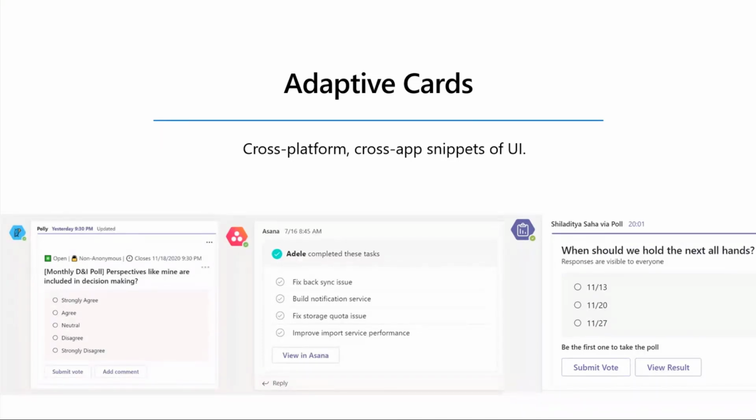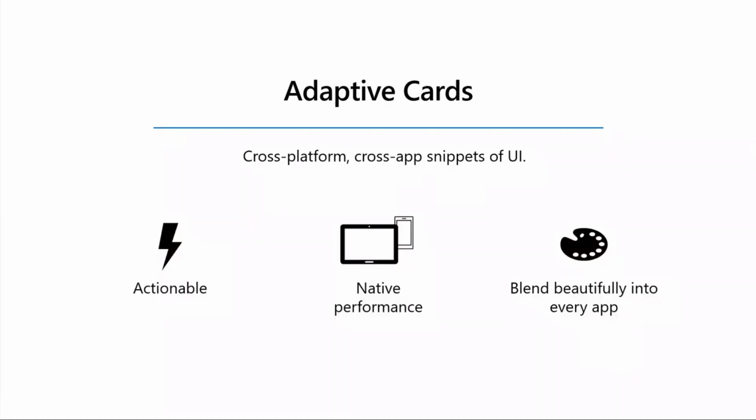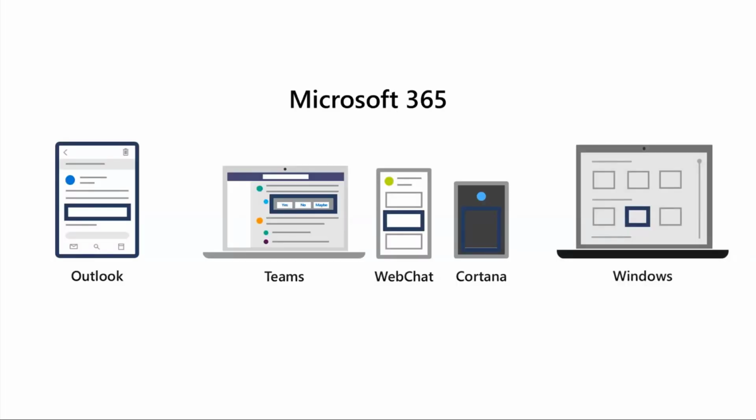And the examples that you see here are from Poly, Asana, etc. In a nutshell, adaptive cards are actionable, give a native performance in both mobile as well as desktop devices, and beautifully blend into every app, including Teams and Outlook. Now, here is a very high level overview of our M365 ecosystem. I'm sure most of you are well versed with Outlook and Teams. And in addition to that, we have the likes of web chat, Windows, Cortana, etc.